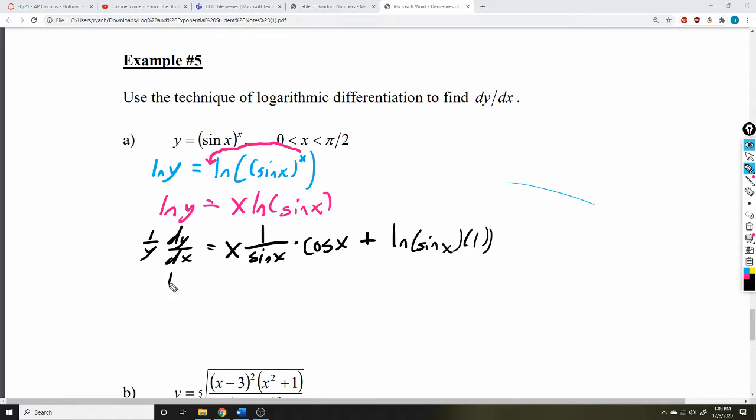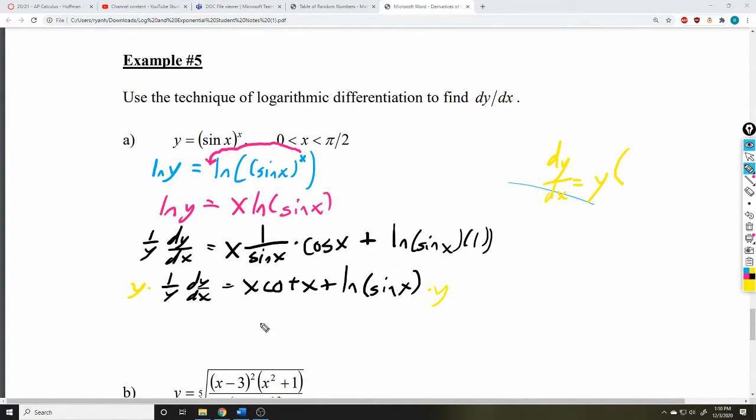So now we can start to do some simplifying here, because I know that cosine of x over sine of x, cosine over sine, is cotangent of x, and then times 1 is just going to be itself, so natural log of sine of x. And then I want to solve and get dy dx by itself, so that means I need to multiply by y on both sides to say that dy dx equals y times this whole thing.